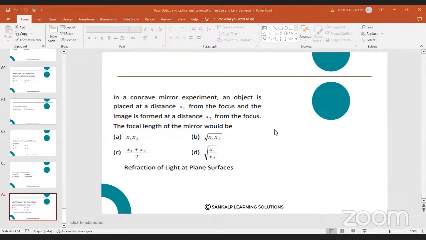The object distance u is minus x1 plus f, and the image distance is minus x2 plus f. So you can go with the formula, that is 1 by v plus 1 by u is equal to 1 by f. So they are saying option C here.